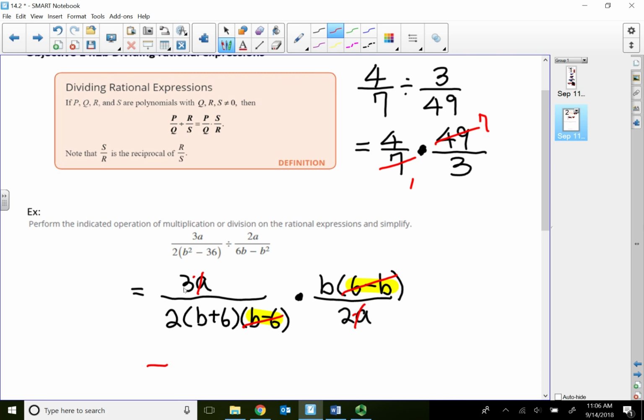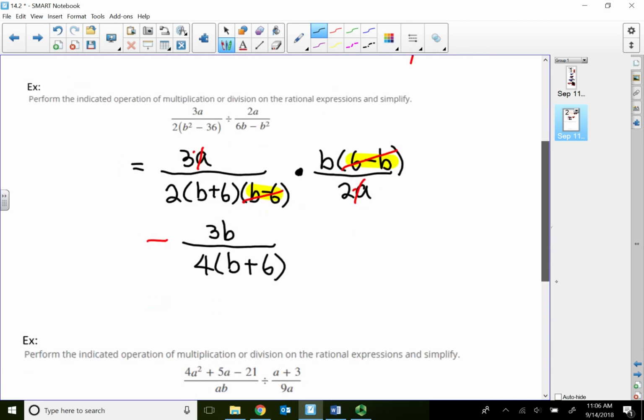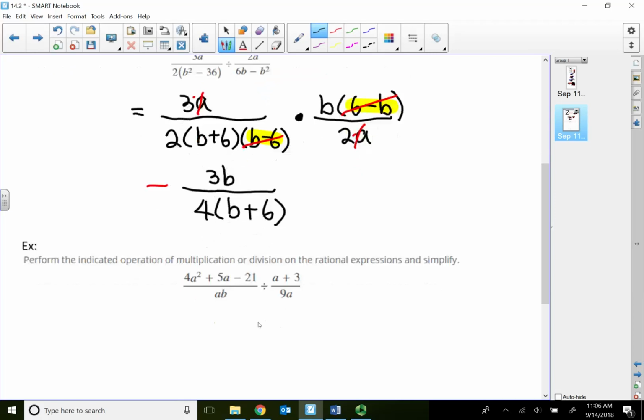That just leaves me with 3 times b on the numerator. Over the denominator, I just have 2 times (b plus 6) times 2 again. So that will make it 4 times (b plus 6). Okay, so that will be my answer. So division of a fraction means we times the reciprocal.